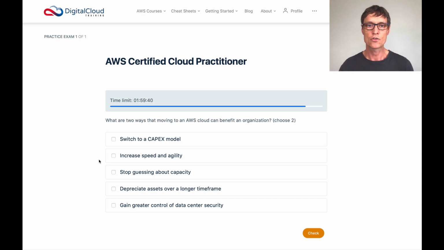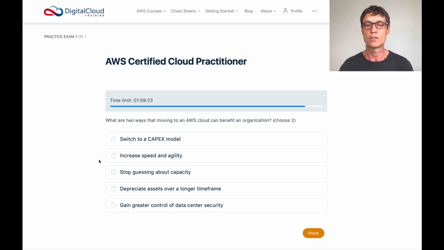The next is to increase speed and agility. Well, that sounds very positive to me because you definitely increase speed and agility by moving into the cloud. There's a lot less planning that goes into launching an application on AWS than in the physical world.